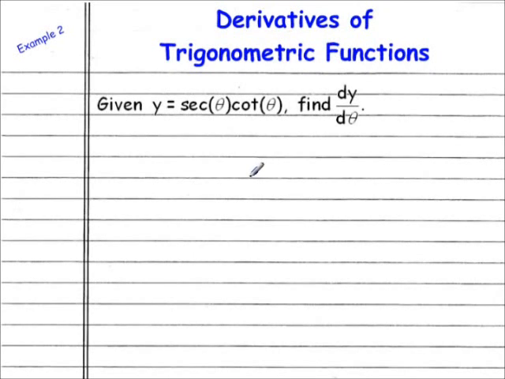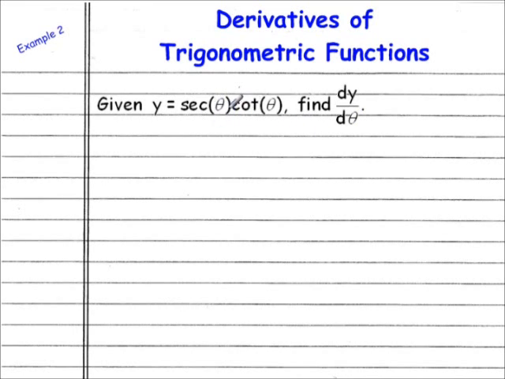Here we're asked to find a derivative. Notice this is a little different also because our variable is theta rather than x. And so rather than saying find dy dx, where x would normally be the variable, here our variable is theta, so we ask for dy d theta. Okay, well, the function is y equals secant theta times cotangent theta, and we're asked to find the derivative of that function.